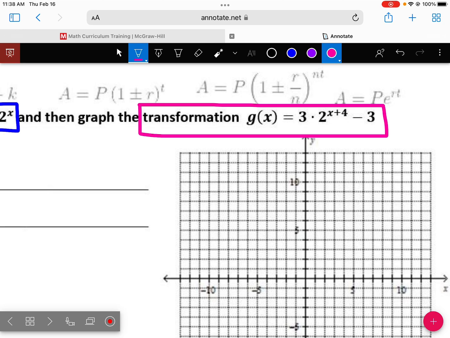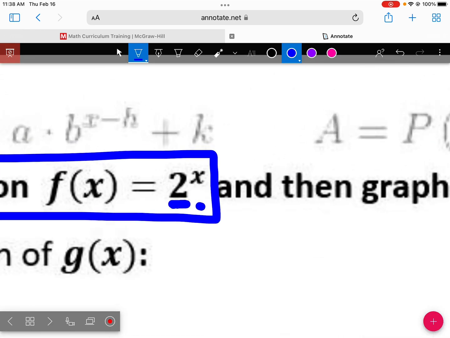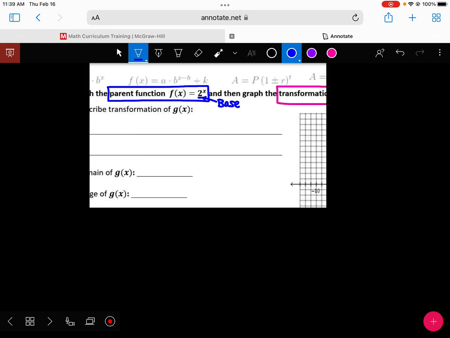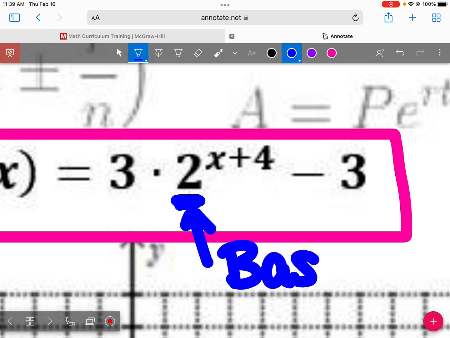What is the base of the parent function? 2. When you look at the transformed function, first of all, how do I identify the base when there's a whole bunch of stuff going on? Whatever has an exponent on it. Which piece over here has the exponent on it? 2. So this is the base.